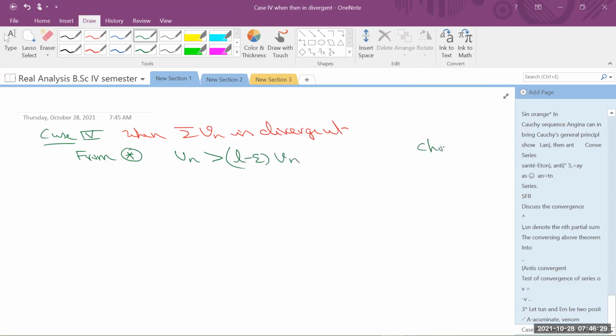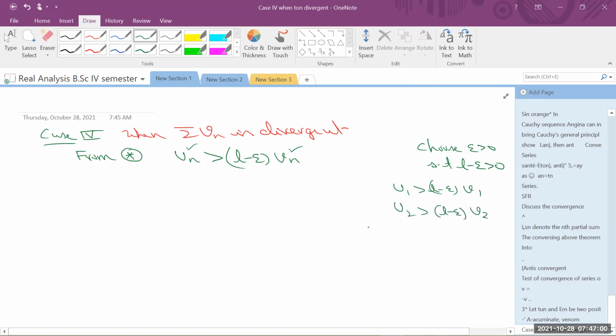Now choose epsilon greater than 0 such that L minus epsilon is greater than 0. So from here you can see that since un is greater than some k times vn, and vn is divergent. So now if you look at u1 greater than L minus epsilon times v1, u2 greater than L minus epsilon times v2. Now, what will be their sequence of partial sum?